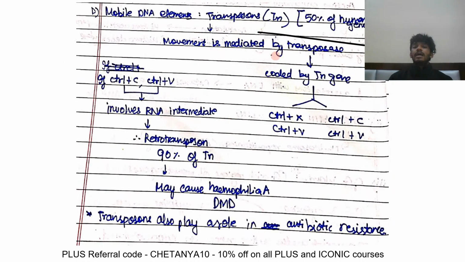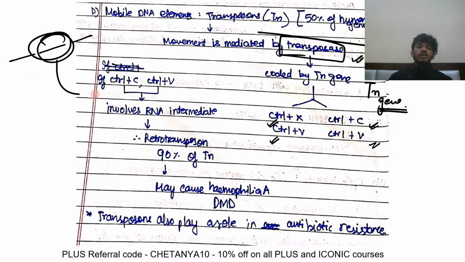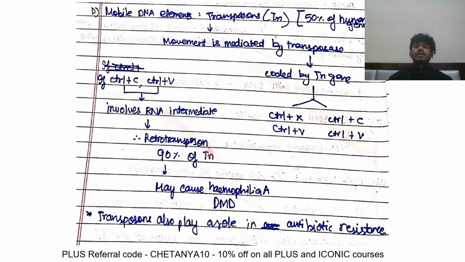And these transposons are moved with the help of an enzyme known as transposase, which is coded by a gene known as TN gene. It can either cut and paste a segment, or it can copy and paste a segment. So for example, if there was a transposon segment here, it can take it from here and paste it here, or it can replicate this segment and then take it somewhere else. If it has to be replicated, then you have an RNA intermediate, and that is known as retrotransposon. And 90% of all transposons are retrotransposons.